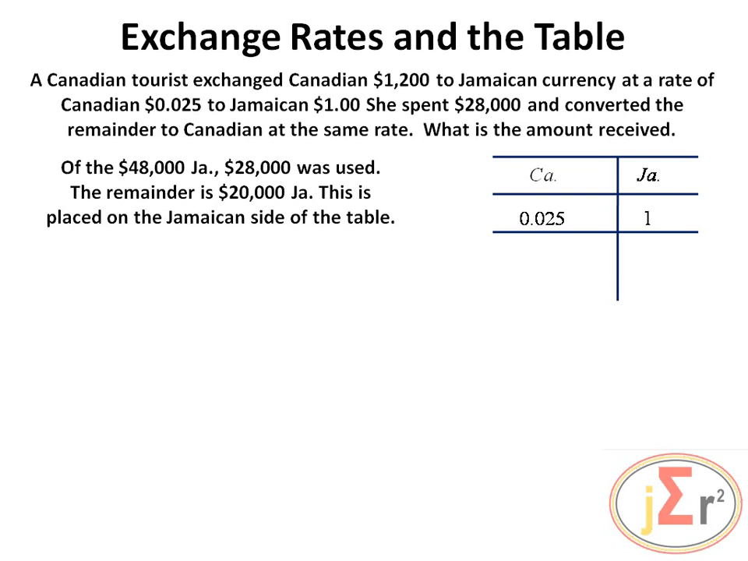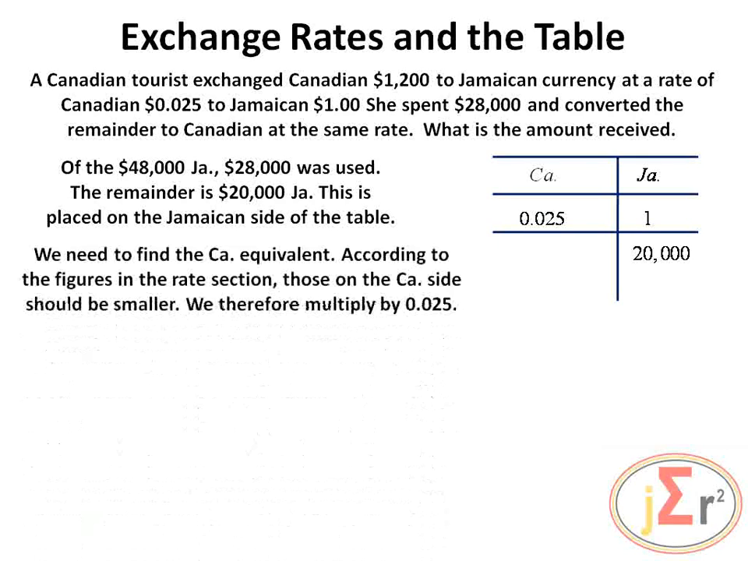So, of course, we are going to take out our 28 from the 48,000 and we are left with 20,000. That we are going to use. Use the 20,000 as the Jamaican to be converted to Canadian. Now we have this number on this side. If we are going to put a number on this side that is its counterpart, the number that we have on this side has to be smaller. So we have to multiply by 0.025 and we have $500.